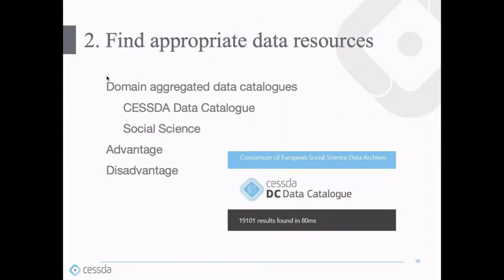There are other places to look for data. For example, domain-aggregated data catalogs. In Europe, the most important aggregated data catalog in social sciences is the CESSDA data catalog. It contains metadata of data stored in CESSDA data archives. The catalog's search engine enables filtering by topic, data collection years, country, or language. The advantage is that you do not have to query every CESSDA data archive separately. Disadvantage is that you will not find data which weren't archived by CESSDA members.